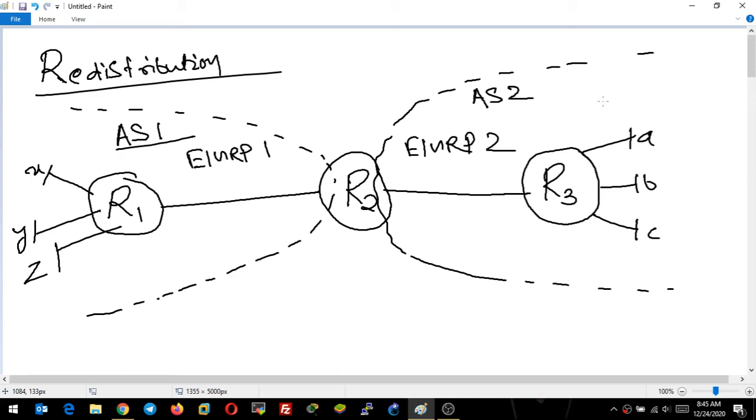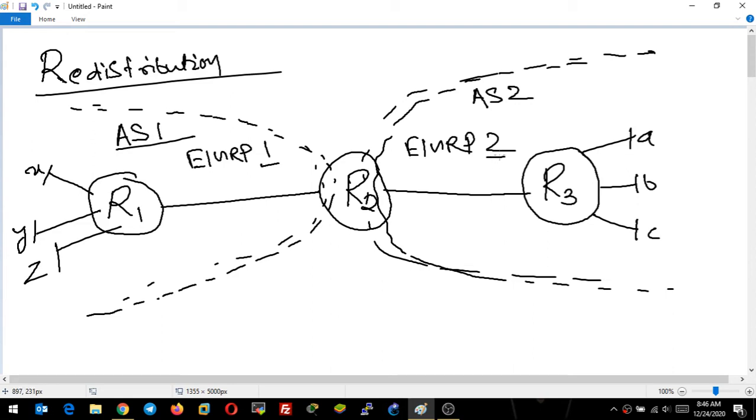So in this scenario, if you are focusing on this image, you can see this is the area which is considered as autonomous system 1, or one area. This is another area, which is considered as autonomous system 2. For the first autonomous system I am using EIGRP with autonomous system number 1, and for the second autonomous system I am using EIGRP with autonomous system number 2.